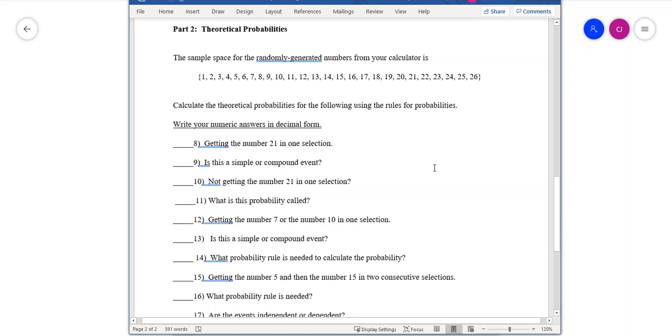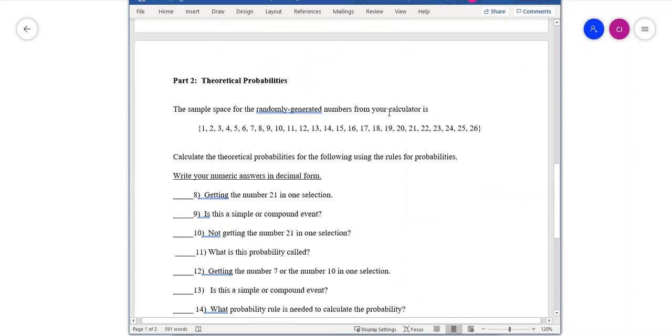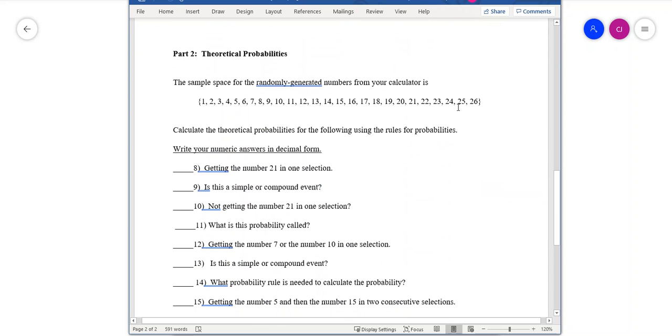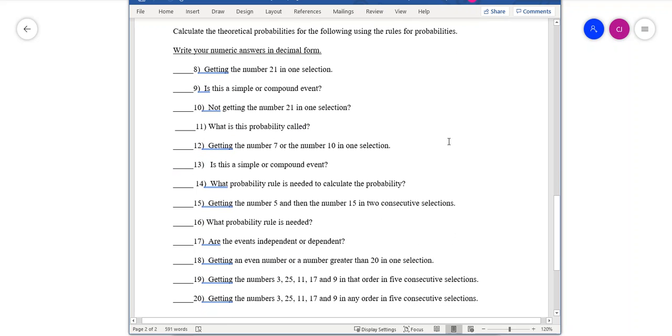If you look at my videos, I talk about this. Now number 10, not getting the number 21. I talked about that up here. What do we mean by not getting 21? Well, that's all the numbers that are not 21. There's 26 numbers, and 25 of them are not 21. And what's that called? There's a term for that. When we say not getting something, you should be able to figure out what that is.